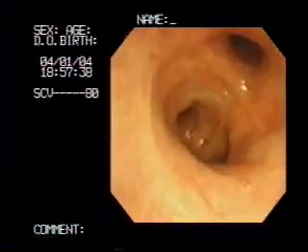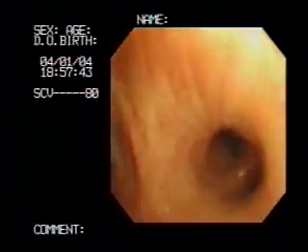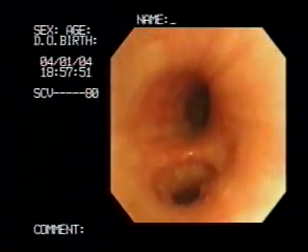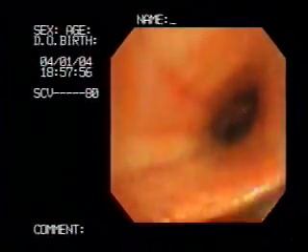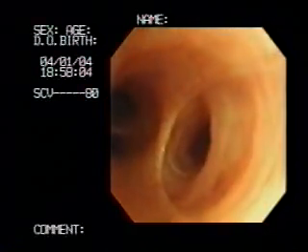The left lung is examined first. The mainstem bronchus is examined. Next, the left upper lobe bronchus is examined and irrigated. And finally, the left lower lobe is examined and washed for cells.